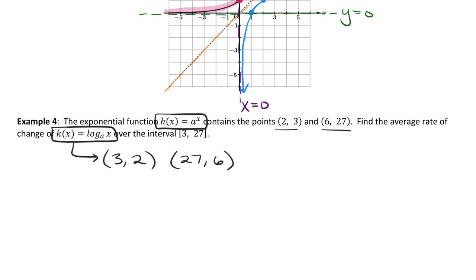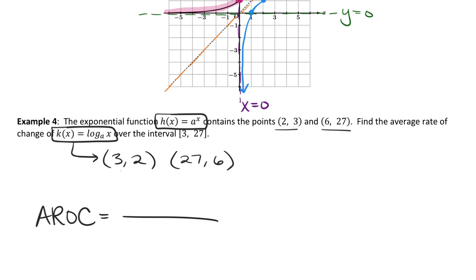So we have enough information to answer this question, because if I want the average rate of change of k of x from 3 to 27, don't I have an input value of 3 and an input value of 27? That's everything I need. So here's what we're going to do. We're first going to show all of our work, and we're going to say that the average rate of change is equal to, and then we're going to write the formula, which you're going to tell me. What's the formula for average rate of change? Yep, f of x sub 2 minus f of x sub 1 over x2 minus x1.